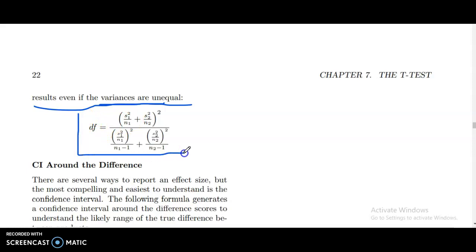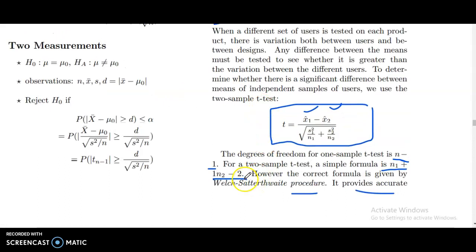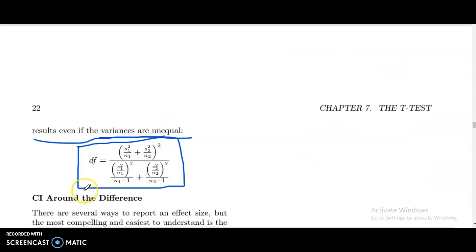The degrees of freedom df equals (s1 square divided by n1 plus s2 square divided by n2) whole square, divided by [(s1 square divided by n1) whole square divided by (n1 minus 1) plus (s2 square divided by n2) whole square divided by (n2 minus 1)].